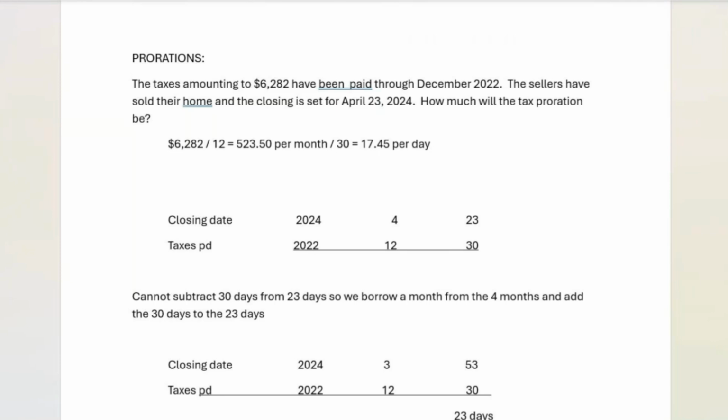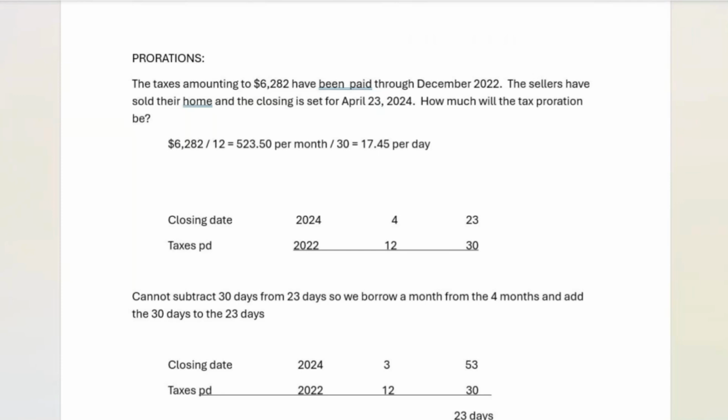So now we have to subtract, but we cannot subtract 30 from 23. So what we have to do is we have to go over to the 4 months and borrow a month. So we're going to take a month away from 4 months and make it 3 months. But then we have to do something with that month. So we're going to add a month to the 23 days. So we did have 4 months and 23 days.